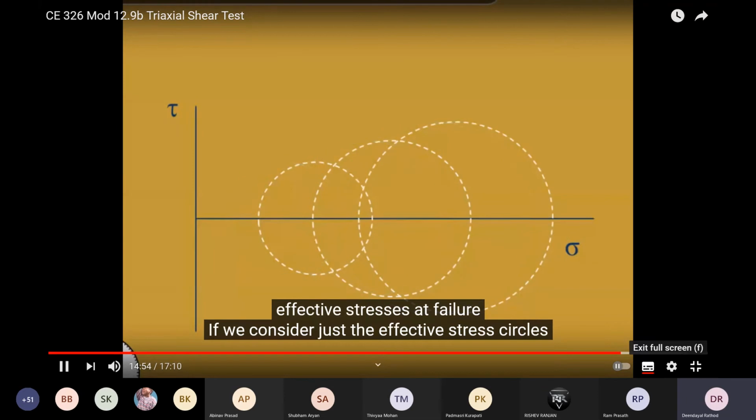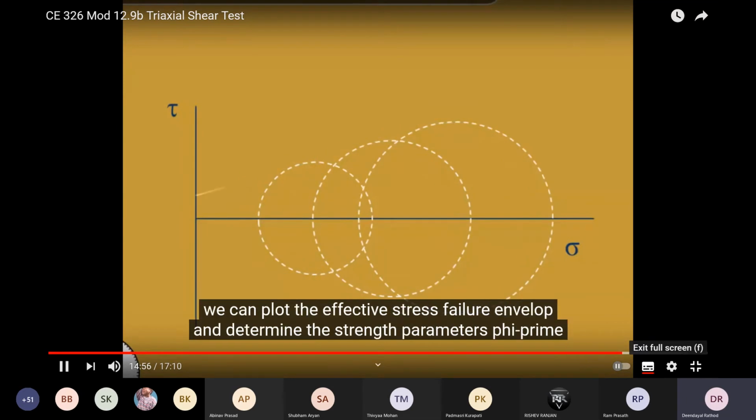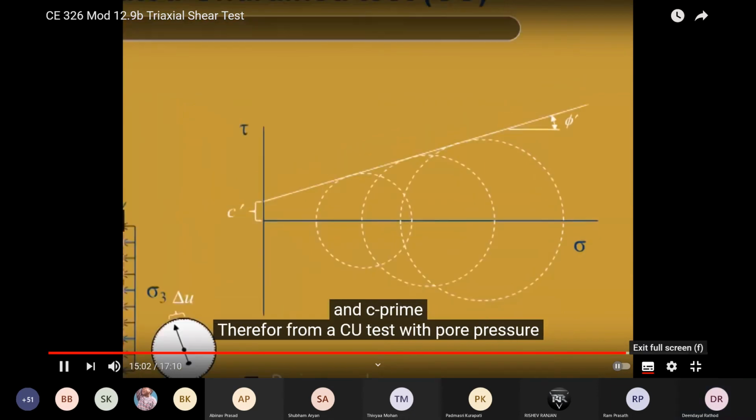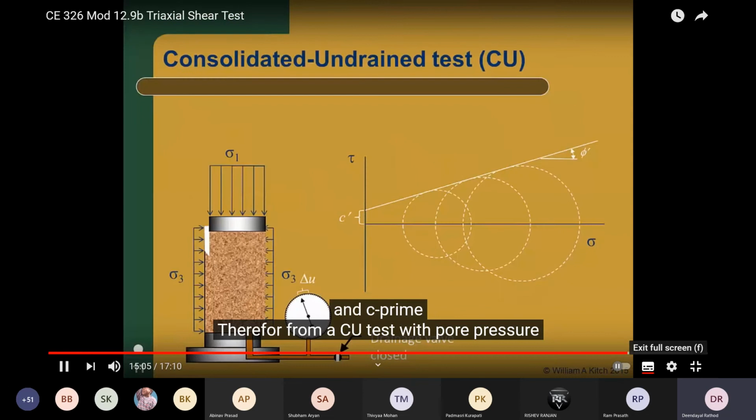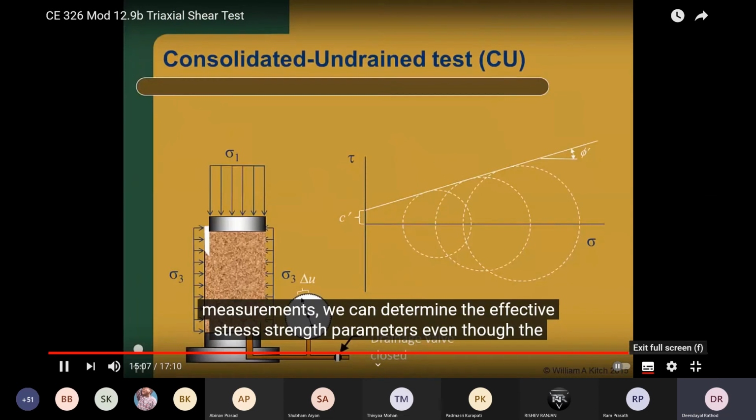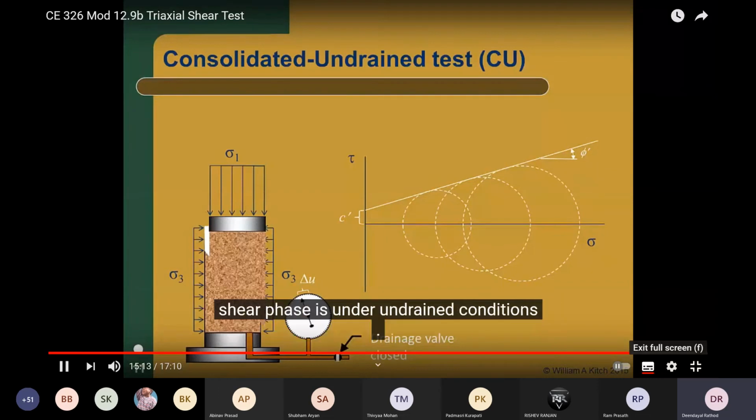If we consider just the effective stress circles, we can plot the effective stress failure envelope and determine the strength parameters phi prime and C prime. Therefore, from a CU test with pore pressure measurements, we can determine the effective stress strength parameters, even though the shear phase is in an undrained condition.